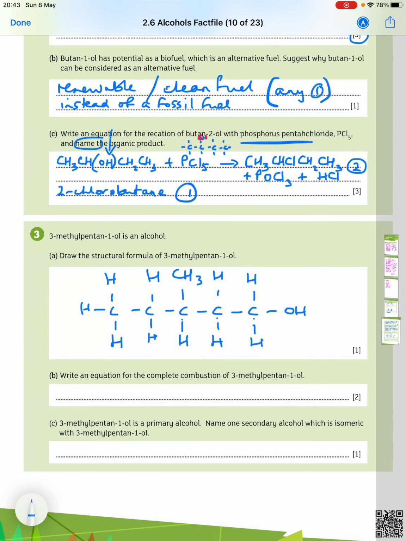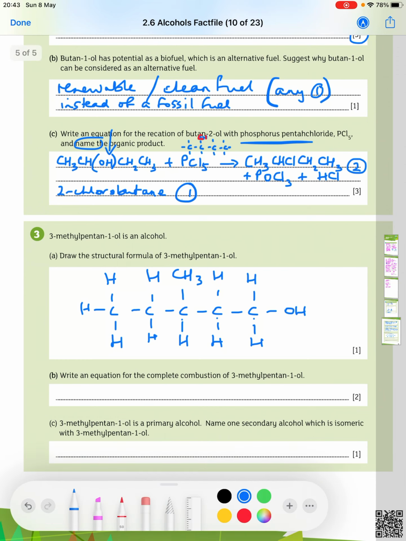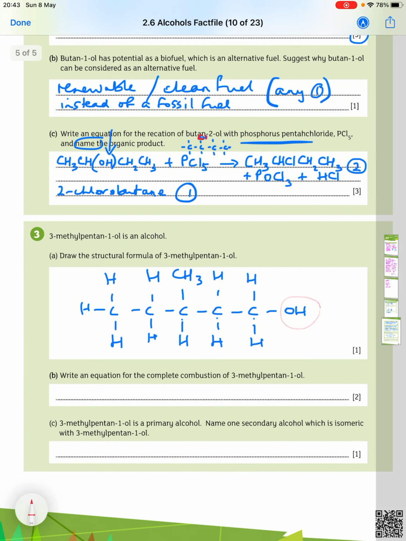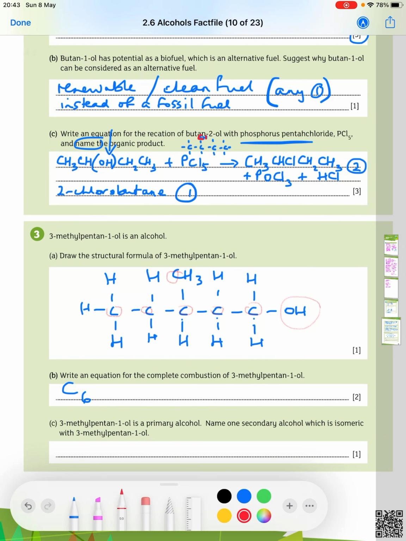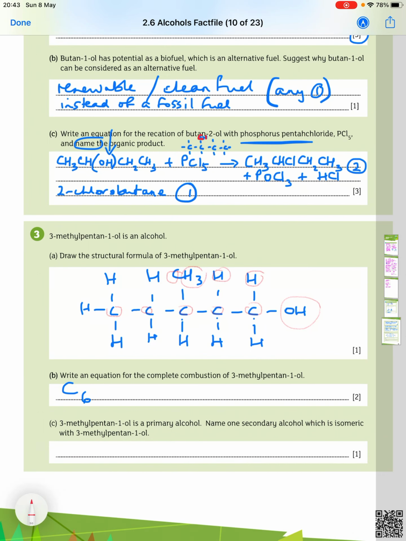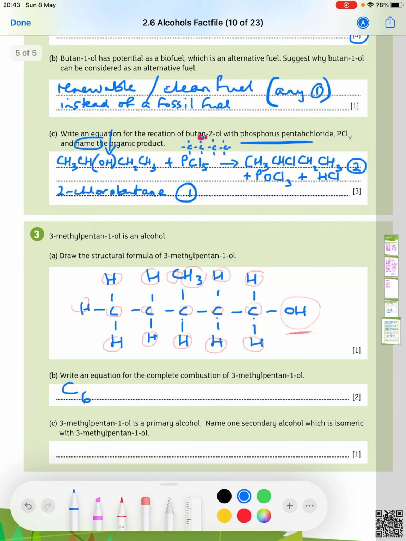Then write an equation for the complete combustion of 3-methylpentane 1-ol. So we'll have to work out what the formula of it is first. And in this case, we're going to keep the OH group at the end, so we see that it's an alcohol, but we're going to add all of the carbons together. So I've got 1, 2, 3, 4, 5, 6 carbons. So it's C6. Then I need to count up my hydrogens. So I've got 1, 2, and 3 is 5, 6, 7, 8, 9, 10, 11, 12, 13, and I'm not including these because they're in the OH group.